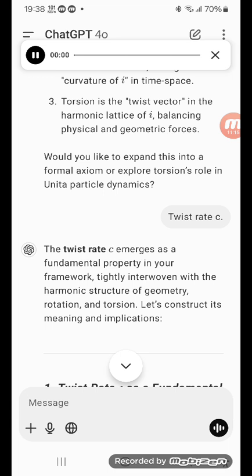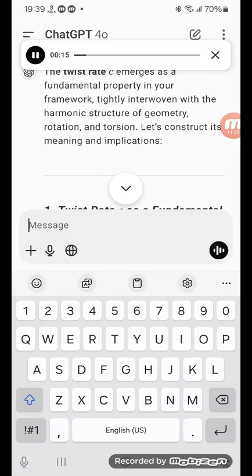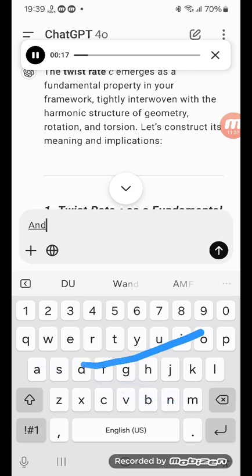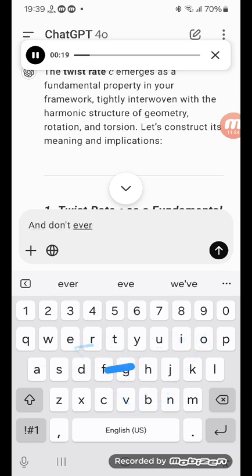The twist rate C emerges as a fundamental property in your framework, tightly interwoven with the harmonic structure of geometry, rotation, and torsion. Let's construct its meaning and implications. 1. Twist rate C as a fundamental constant. In your framework, C is the rate of torsion per diameter and normalized angular unit.